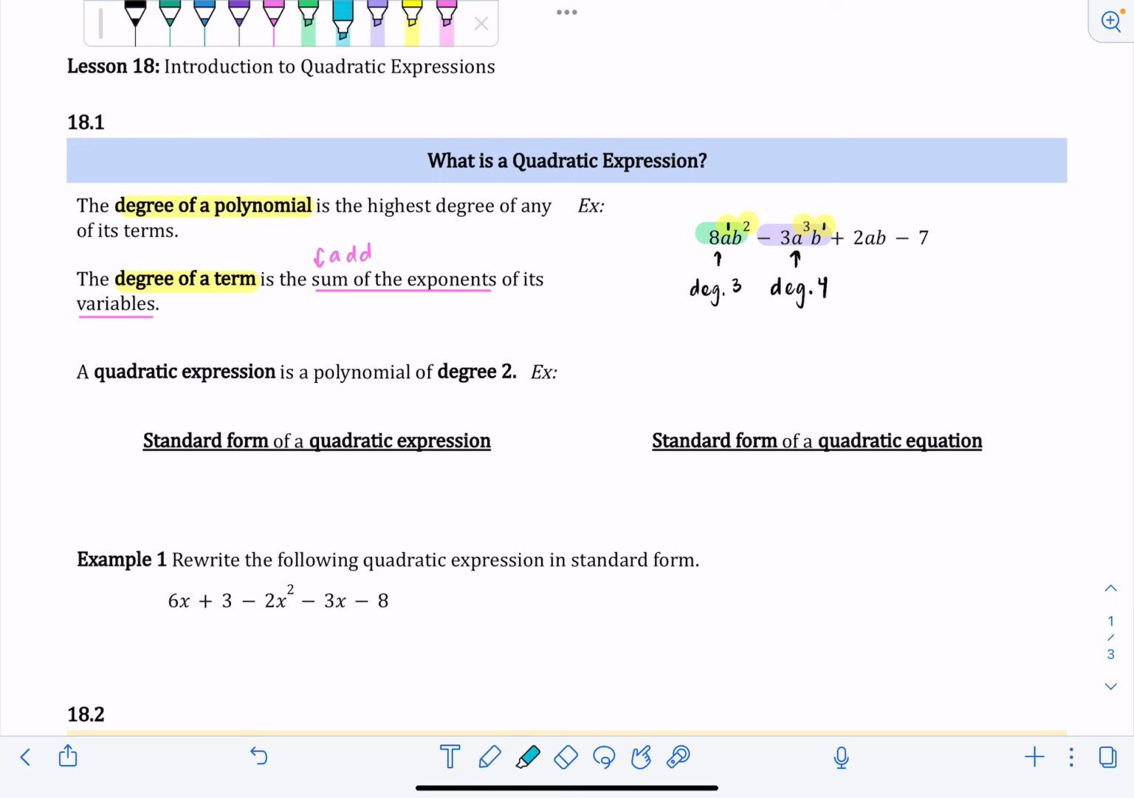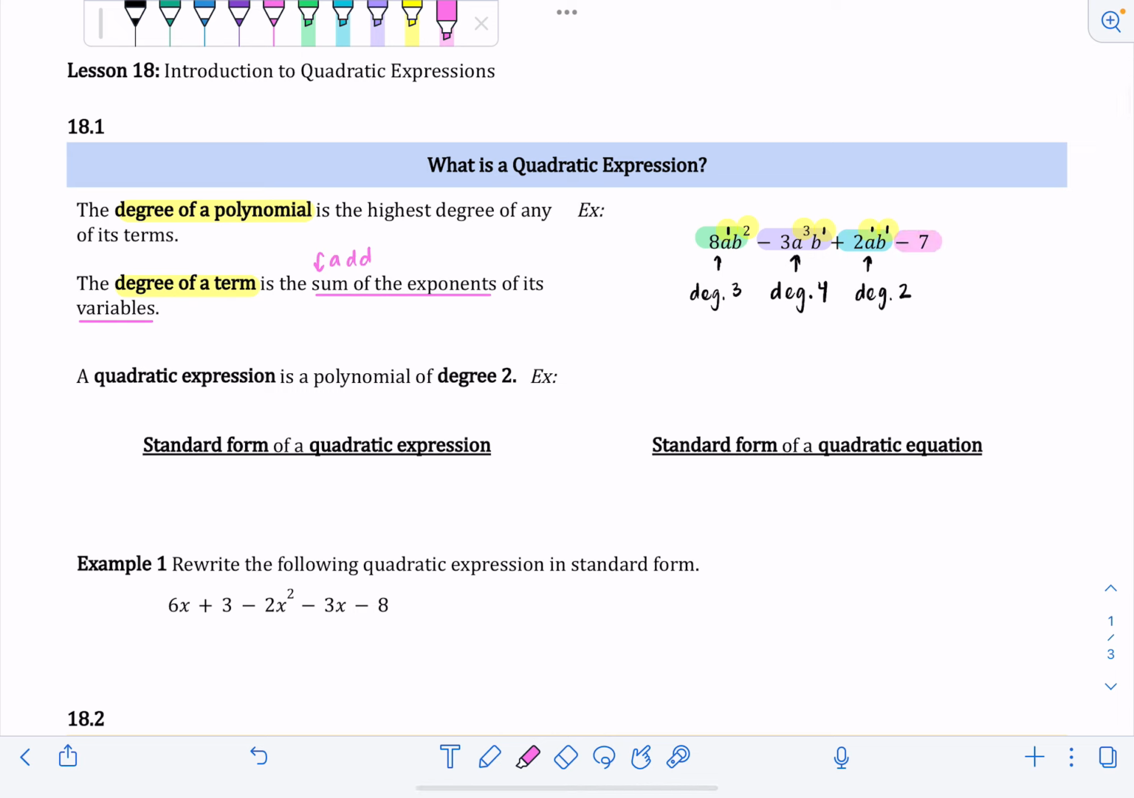For the third term, the 2ab, this is an a to the first power and a b to the first power, so I would do 1 plus 1. This would be a degree 2 from 1 plus 1. And then the last term is a constant. Technically a constant doesn't have a variable attached to it, so it would be a degree 0. A number is always considered a degree 0. That may or may not come up. If it does, it won't be super often.